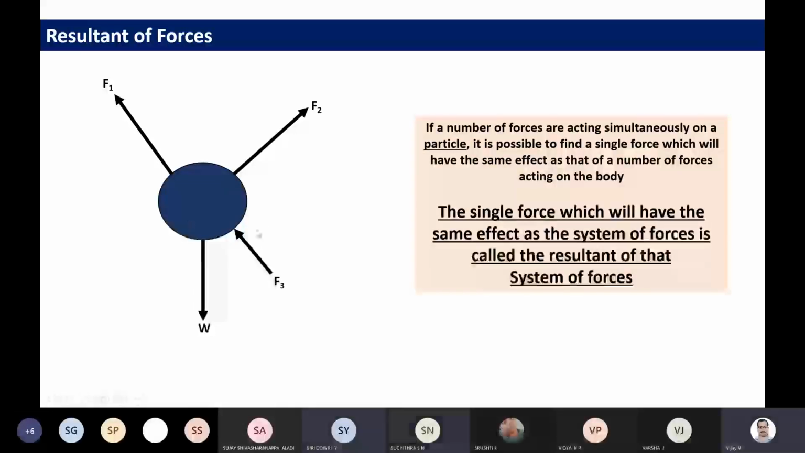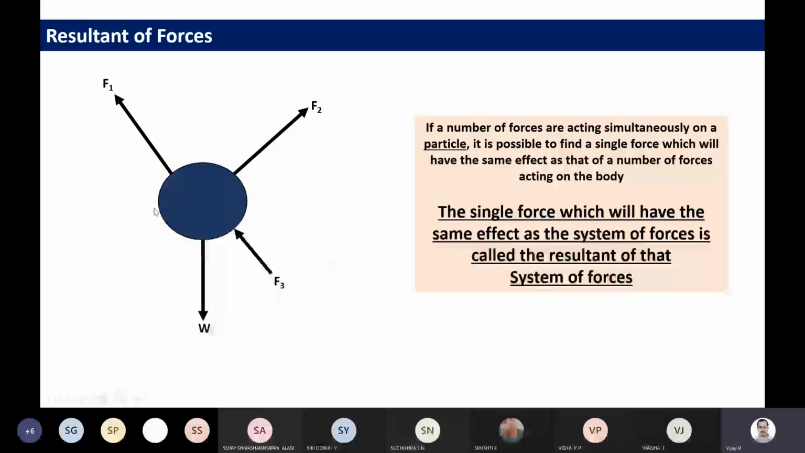Yes, the particle has only mass but no size. So consider this as a particle which has no size here, although I have shown it in a bigger format, consider that it has no size. So you can reduce it to an infinitesimally small size which has only mass, which will be exerting a force in terms of self weight. So that is represented as W, and there are many other forces like F1, F2, F3 acting on this particular particle.